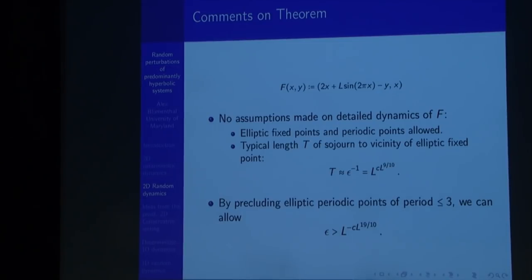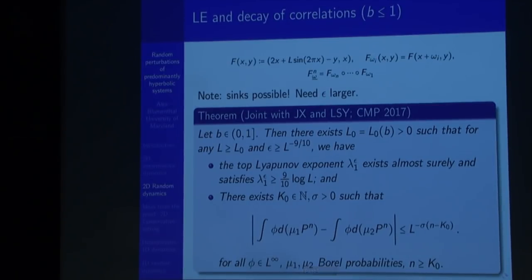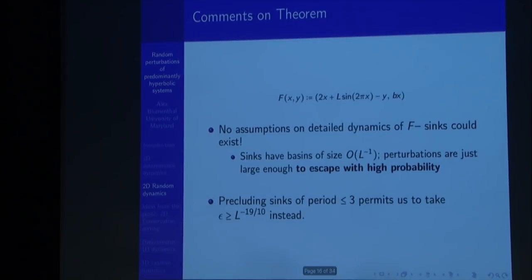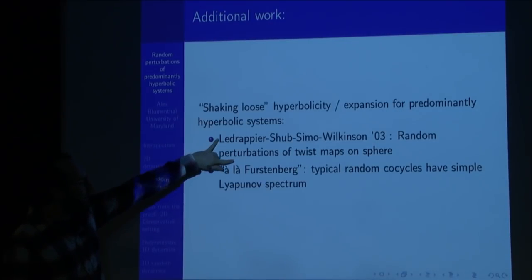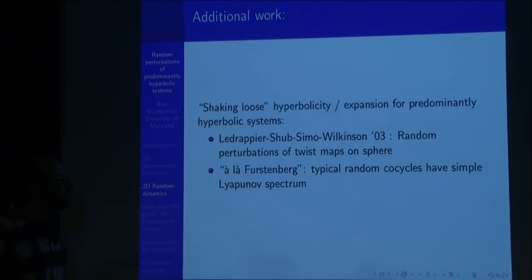But I want to get a little more into it. Okay, so I'll get back to this. I want to briefly mention some related work in the volume preserving setting. There's a paper by Ladrapier, Schub, Simo, and Wilkinson that studies random perturbations of twist maps on the sphere. What they do is they take a very strong twist and then they rotate it by a random orthogonal transformation on the sphere.